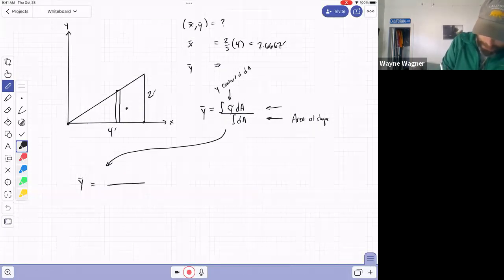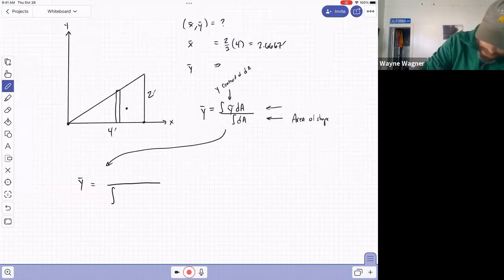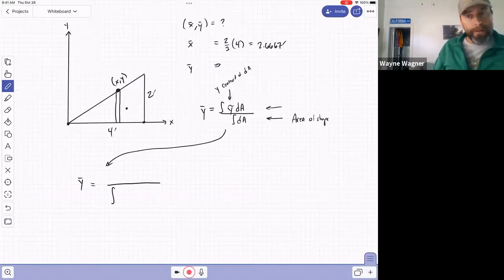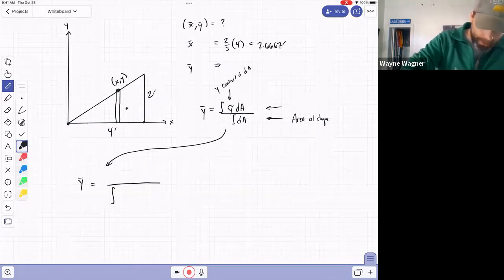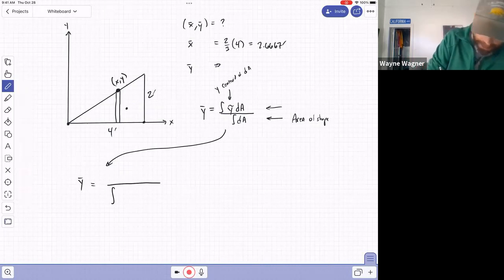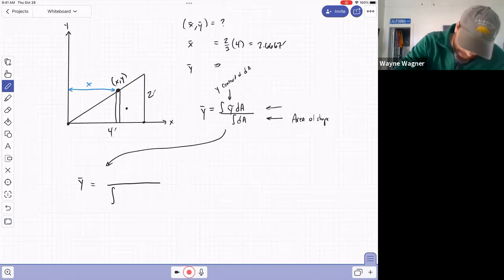I'm going to start with the bottom because it's easier. Integral of dA. Basically what I'm saying is, what is the area of this box? I want to remind you again, I'm going to say this every time: this location right here is x comma y. Now this confuses a lot of students. It doesn't seem like it should, but it will. This distance right here is x, and this distance right here is y.